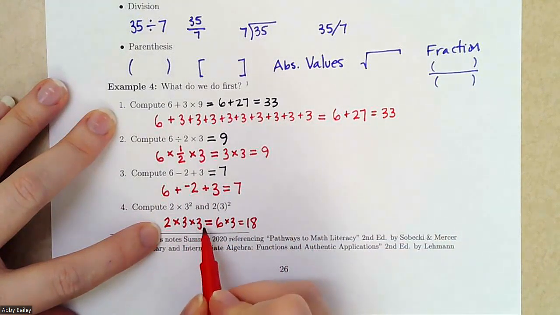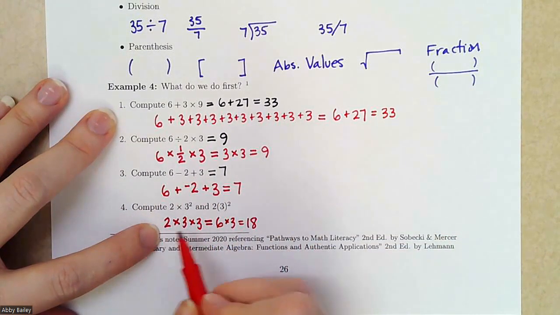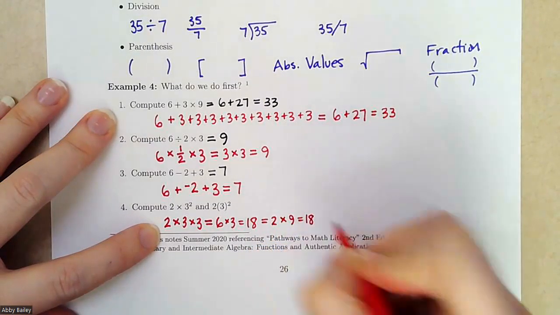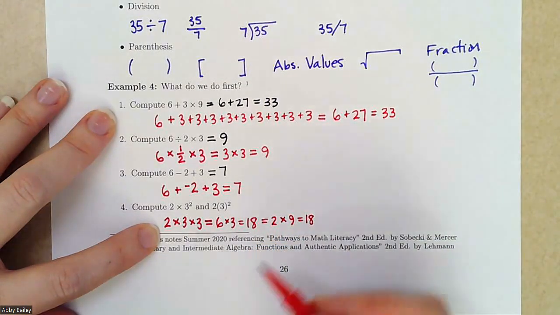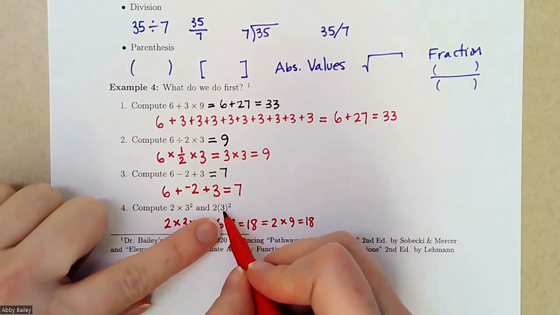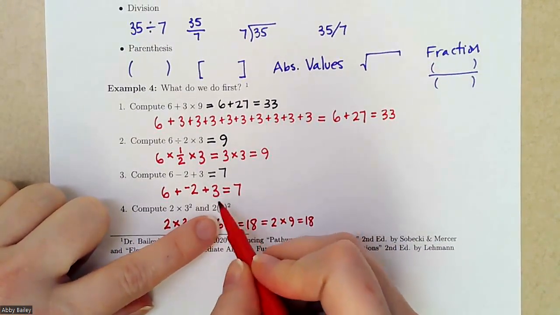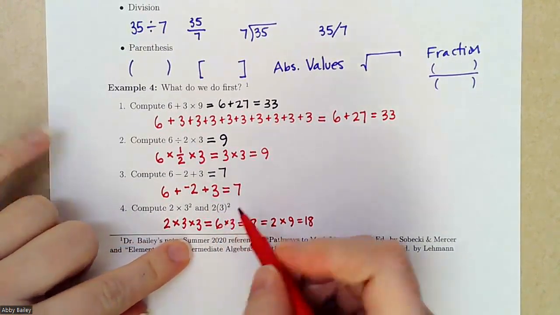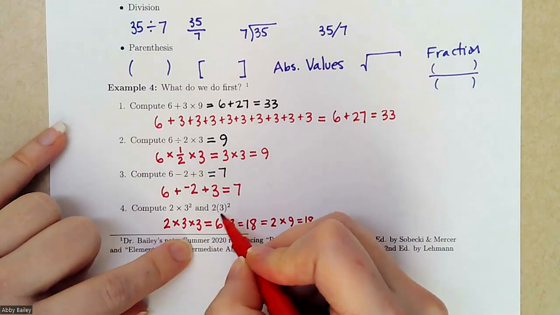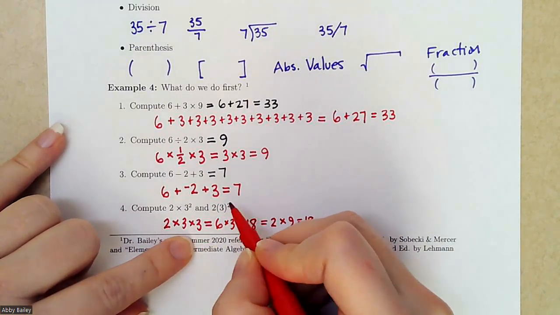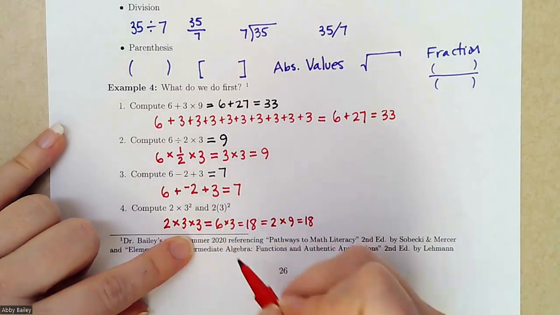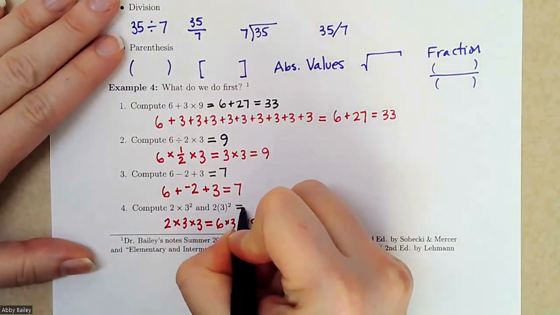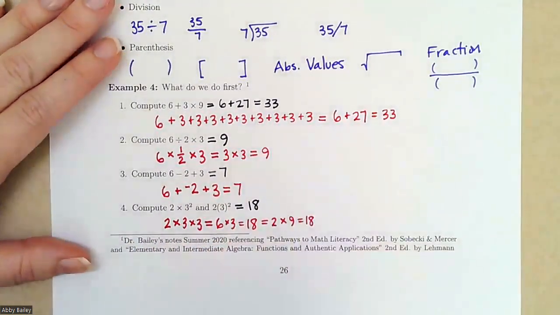Or we could have done 3 times 3, which is 9, and then done 2 times 9, which is also 18. Now, this other one right here is a different way to rewrite the same problem. This is saying that 3 is being squared and 2 is being multiplied by 3 squared. So this is actually equal to 18.